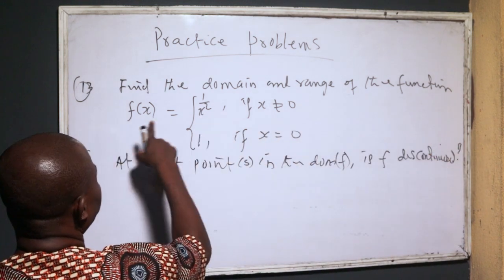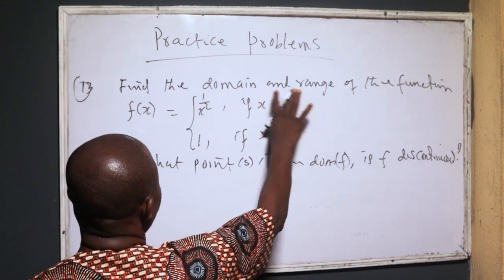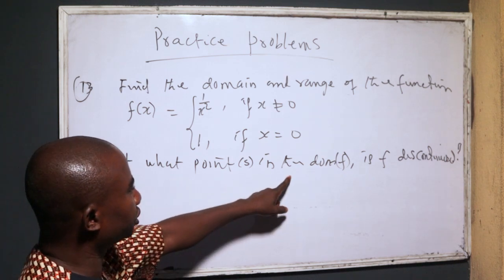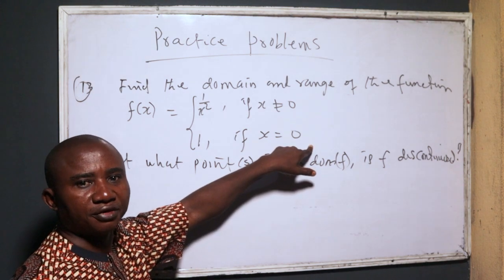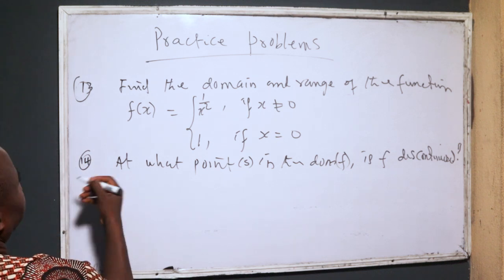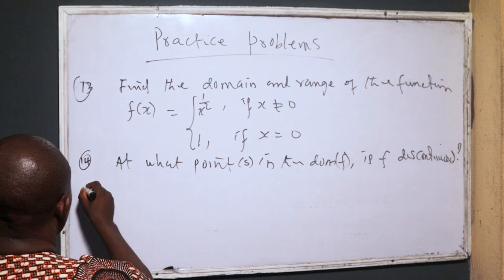So this function, so defined, give us elements. First determine the domain, determine the range, and then try to give us elements of the domain where you have discontinuity, if any. But if there's none, you also state that there's no point where you have discontinuity.